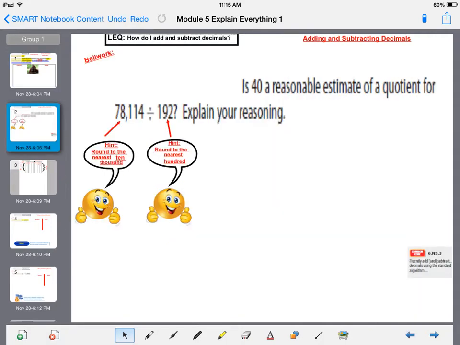Another slide that we worked on in class looked like this. Is 40 a reasonable estimate of a quotient for 78,114 divided by 192? Explain your reasoning. First and foremost, we're dealing with the word estimate. So we know that we're not going to have to do the actual, but we are going to estimate.